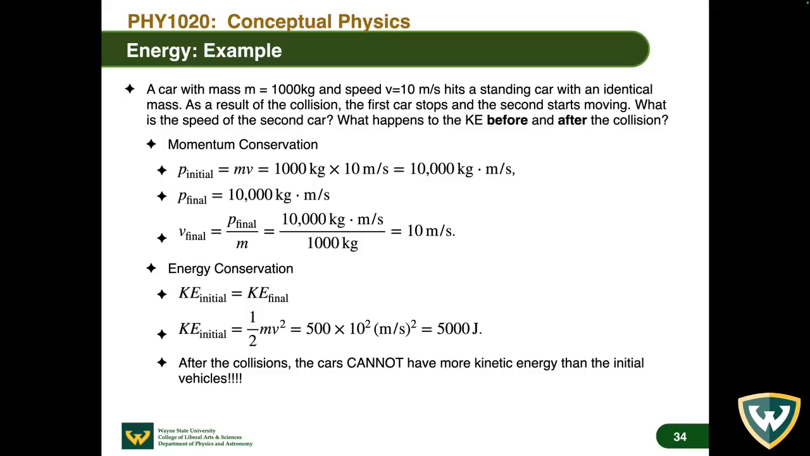Well, let's first review what we know having to do with momentum conservation. The initial momentum before the collision is mv. And that comes from the moving car, and only the moving car. 1,000 kilograms times 10 meters per second, that is 10,000 kilogram meters per second. After the collision, the momentum will need to be the same by virtue of the law of conservation of linear momentum.